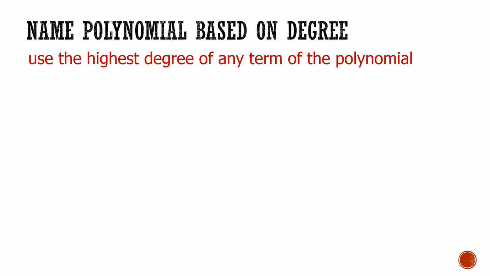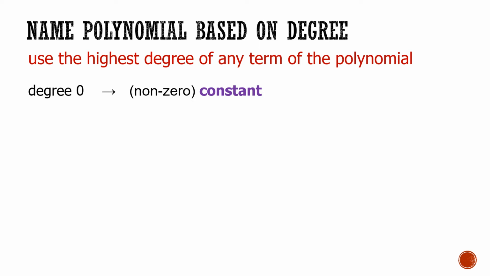We can also classify or name polynomials based on the degree of the polynomial. To find that degree, you have to find the highest degree of any term of that polynomial. Now, if you happen to have just a constant, that would be a degree 0, unless that constant happens to be 0, and then by definition it does not have any degree.